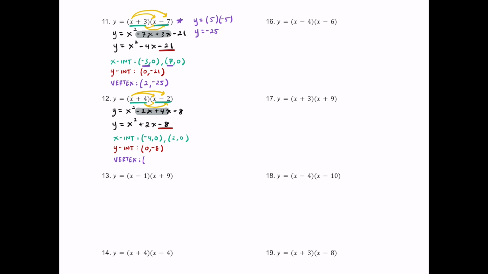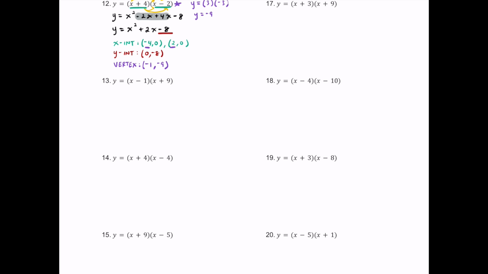And for the vertex, halfway between -4 and 2, well, they are 6 away from each other, so half of 6 is 3, so 3 less than 2 would be -1. So (-1, something). I'm going to plug it into the factored form. That's just my preference, so -1 plus 4 is 3, then -1 minus 2 is -3. So when x is -1, y would equal -9. So that would be the vertex here. All right, let's try 13.